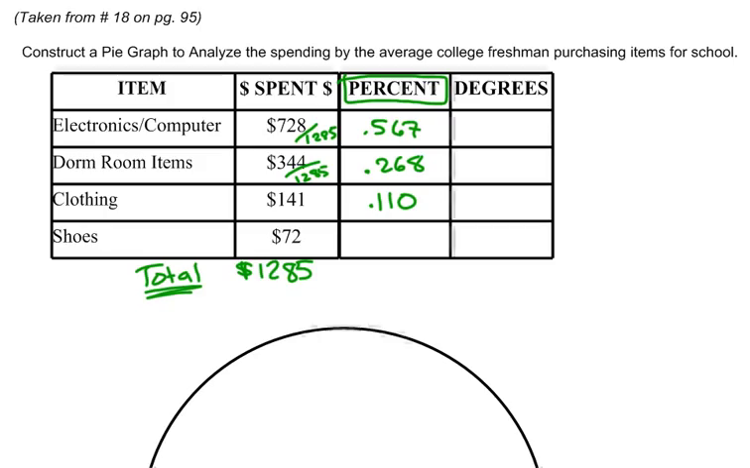And for shoes, 72 divided by 1285 is going to be 0.056. Now, a lot of money spent on shoes in relation to all of the other items.